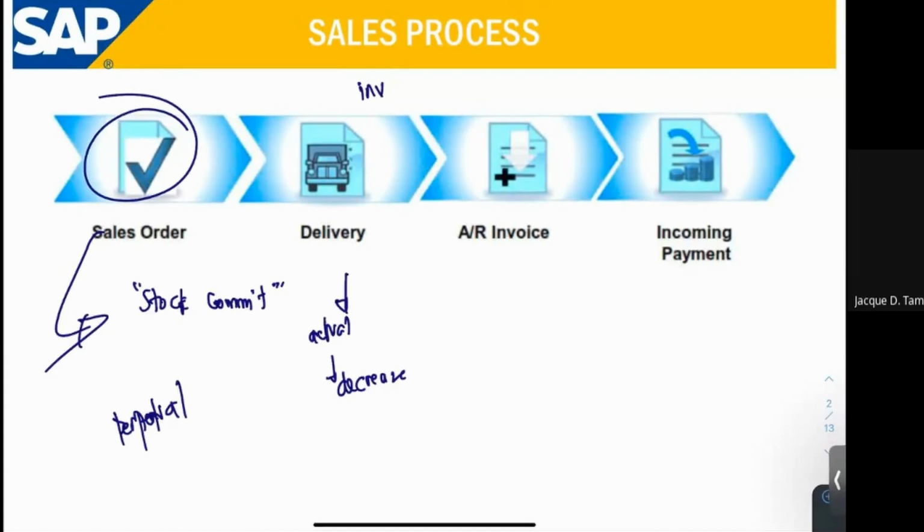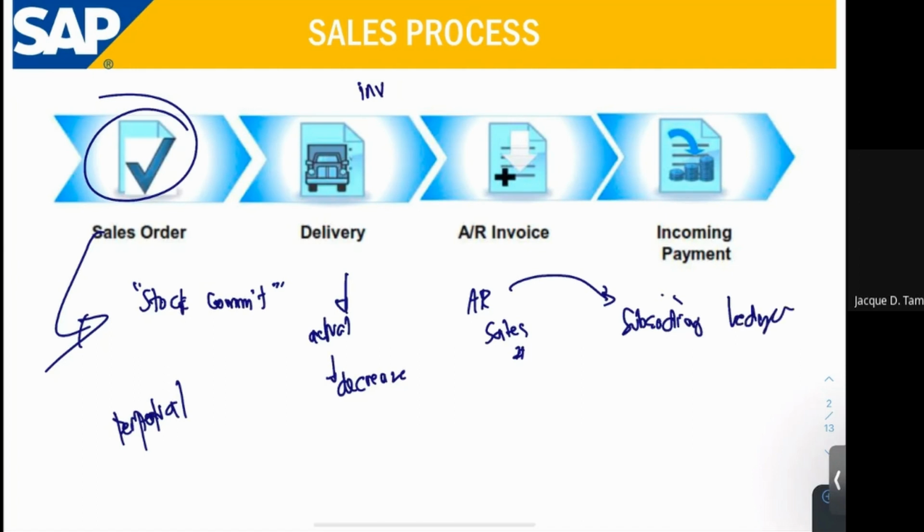Now, after your delivery, we can now create an AR invoice. This AR invoice is sent to your customer to show the total amount of the sales delivered or the inventory delivered to the customer. So you will now create an accounts receivable together with the sale. So you debit AR and you credit sales. But in this AR and sales, in your SAP, what happens in your AR is that it updates the subsidiary ledger of the customer who ordered such inventory.